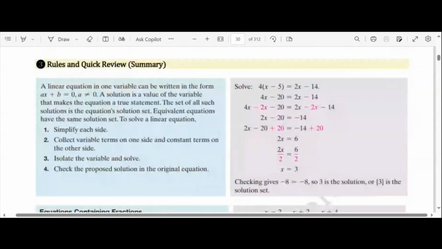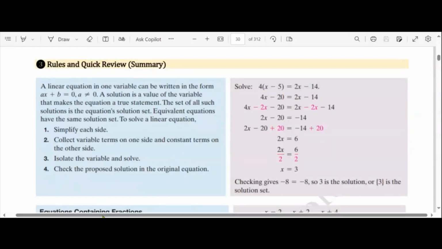Rule and quick review. Please pay attention now. Can you save your work now and pay attention? Save your work, please. Just close it. Close the window. If you close the window, it will save the work. Close the window.